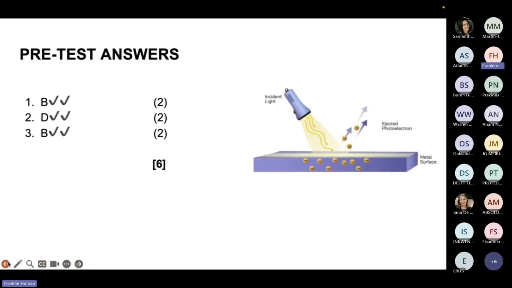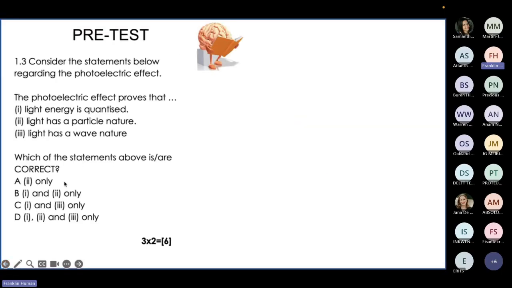Okay, hang on. So the answer for question 1 is B. And so that's 2. You can award yourself 2 marks there if you got that one. For 2, it is D. And for 3, it is B. It's this last one over here.